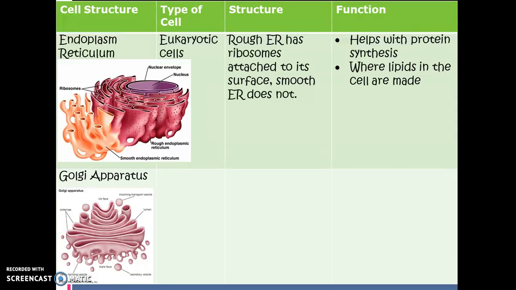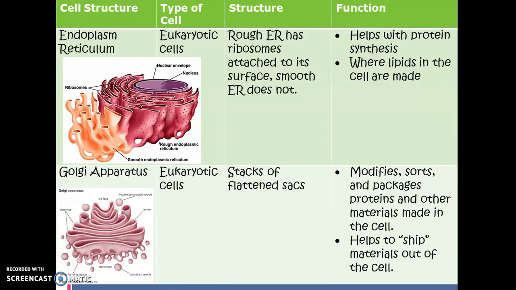The endoplasmic reticulum, there is a rough that has ribosomes, and there are smooth ERs that do not. The rough produce proteins, and the smooth produce lipids that are found in the cell. Now, the endoplasmic reticulum are basically the hallways, the tunnels through the cell which substances can move.